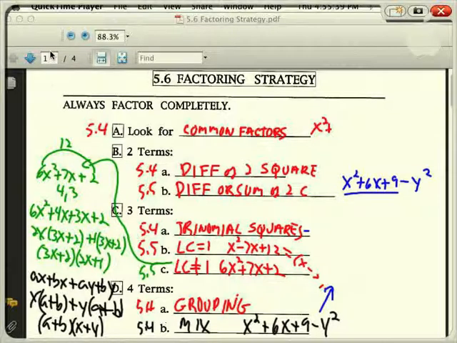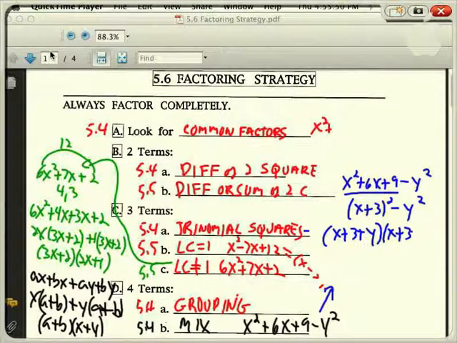The first three terms are a trinomial square, x plus 3 quantity squared. Now I have the difference of two squares. It'll go x plus 3 plus y times x plus 3 minus y. That's what I call a mix.